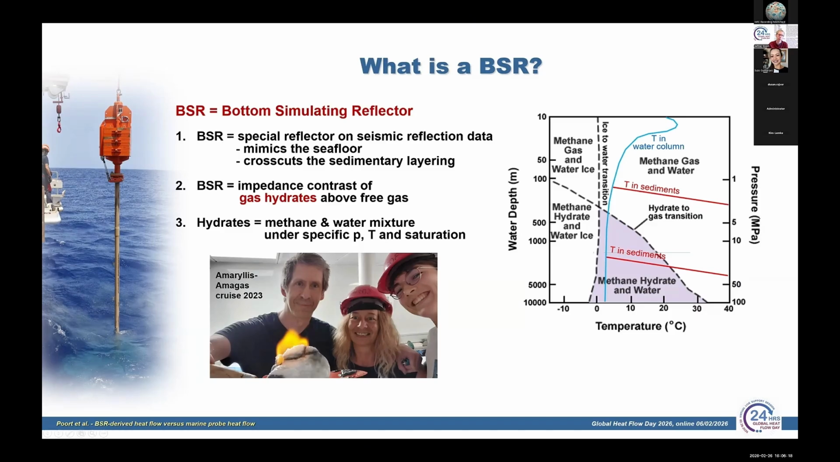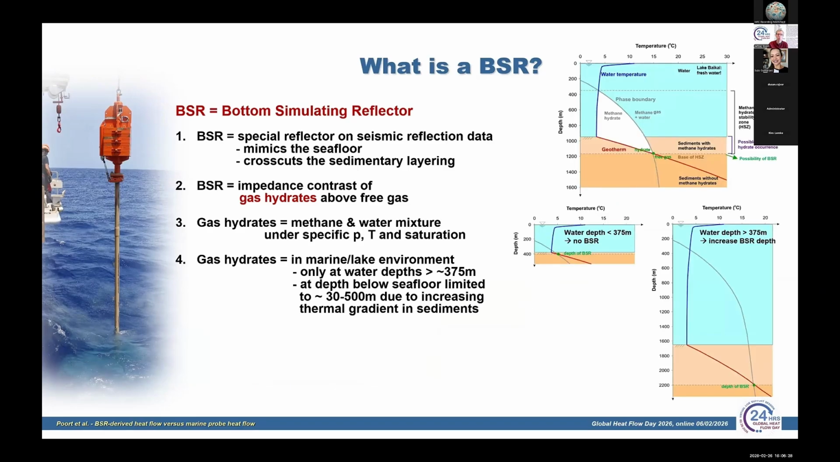So this picture is from a cruise that we did in 2003 on the Amazon deep-sea delta. To explain what I told you in a bit more detail, this is a focus, so it's the same diagram, but focused on only the deep sea. This is specifically for Lake Baikal, so it's for fresh water. It's a bit specific, but it shows exactly the same dynamics of where there is stability and where not.